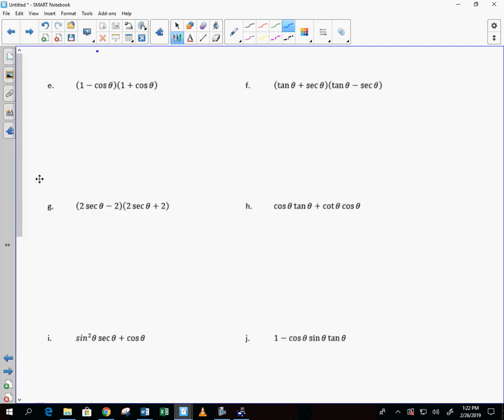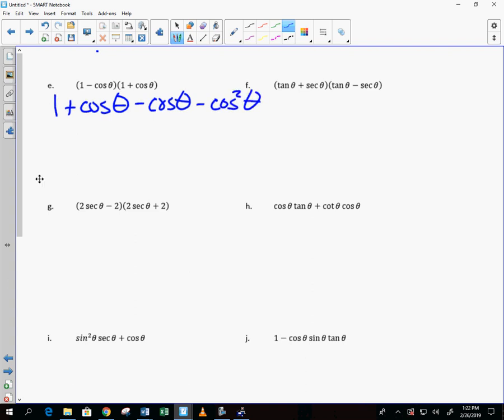All right. How about letter E? What do you want to do now? Let's just multiply them all out. So I get a 1. I get a plus cosine of theta. I get a minus cosine of theta. I get a minus cosine squared of theta.